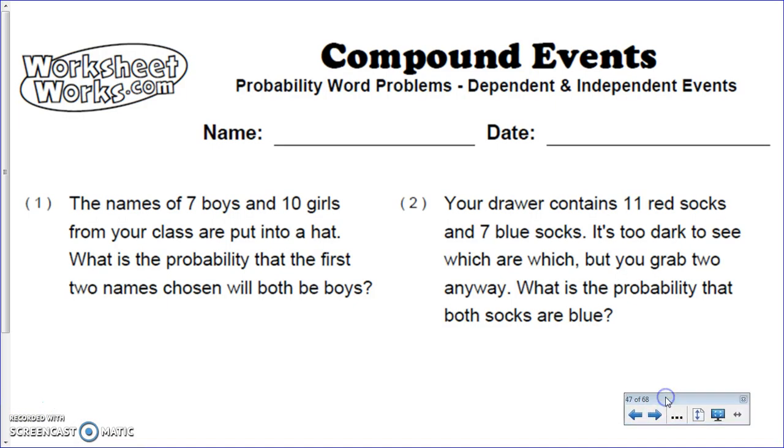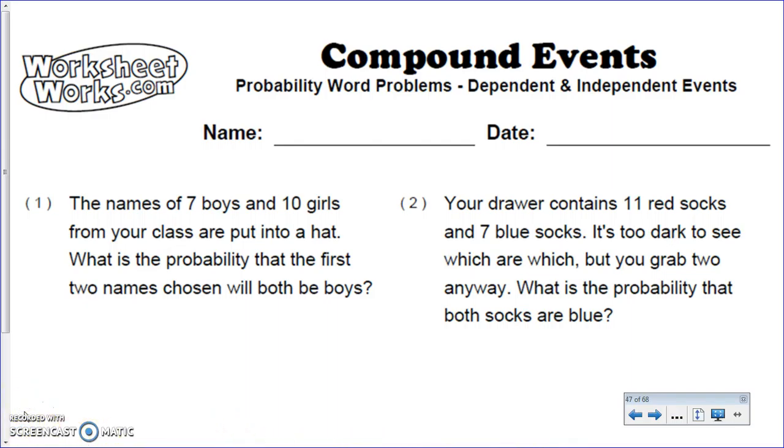Compound events, probability word problems, dependent and independent events. Dependent events are two events that are connected, where the second one depends on what happens in the first one. Independent events are two events where something happens in the first one, and it does not affect the second event. So today we're going to be looking at dependent events and how what you pick in the first event in a probability event affects the second one.